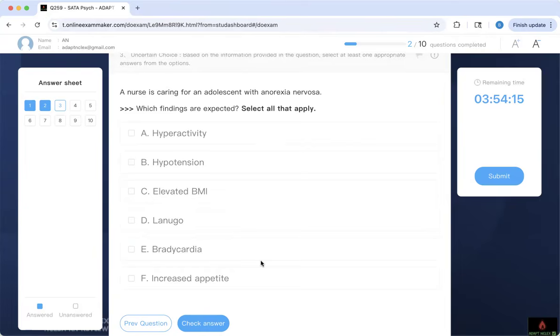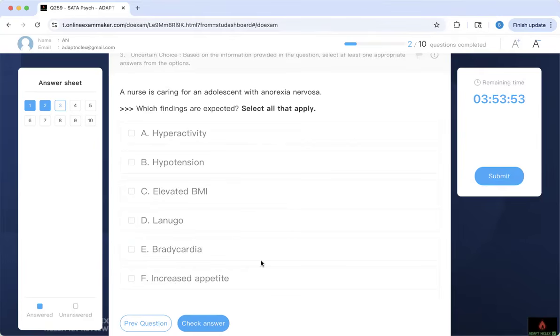Hyperactivity. Do you see that in anorexia? Hypertension. Do you see it? Elevated BMI. Do you see it? Lanugo. Do you see it? Bradycardia. Do you see it? Or increased appetite. When they give you a SATA question, they take in signs and symptoms, they take in education, they take in treatment, and they put it together for you to pick.